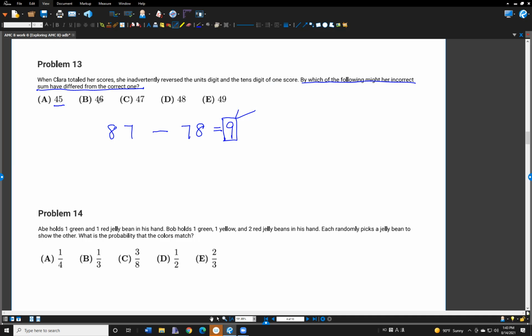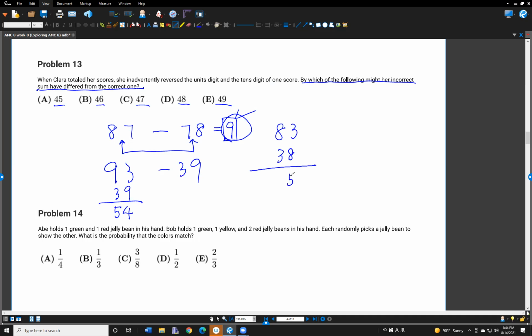They are all 45, 46, already large numbers. This is a very small number because we choose two numbers very close to each other. I'm going to choose 93 and 39. That's possible. Oh, that is too much, right? 93 minus 39, what is that? 54. Oh, very close. I'm going to use 83 and 38. How about this one? 83 minus 38 is 45. Oops, I got the 45 over here.